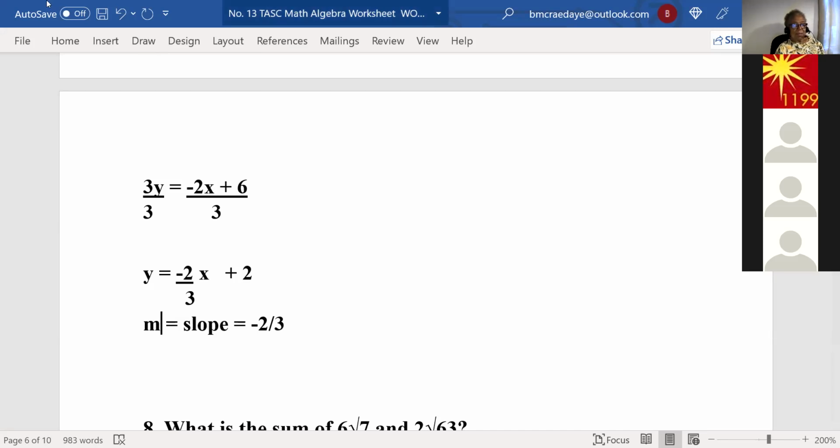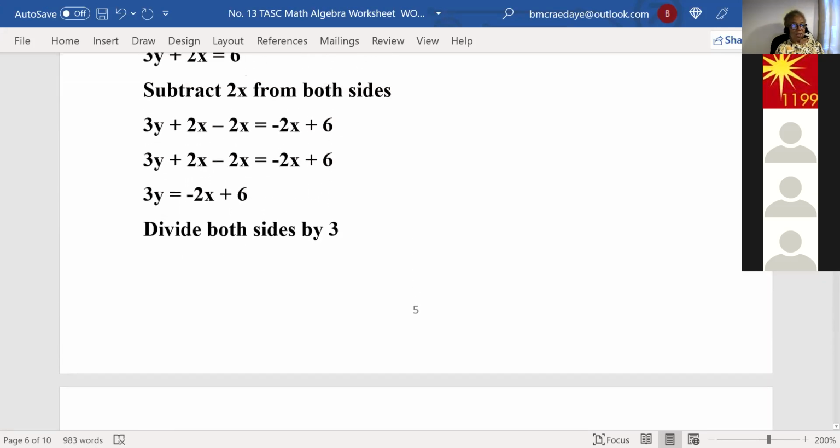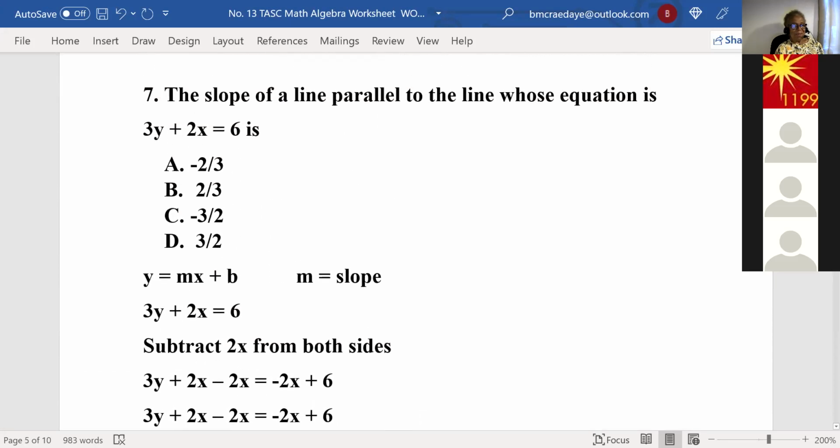So let's go back up here. We see our slope is a minus 2/3. Let's look at our choices. That is one that I did right and then got wrong. I had it right, but then I changed it because I doubted myself. So that's a problem. That happens all the time.